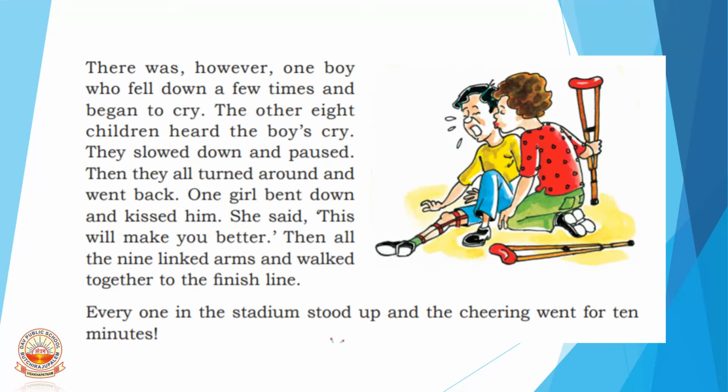One girl bent down and kissed him. So out of those 8 members, there was one girl. She bent down and kissed him so that he could feel better. She said, "This will make you better." Then all the 9 children linked arms. They caught hold of their arms and walked together to the finish line. That means all of them walked at once to the finishing point.